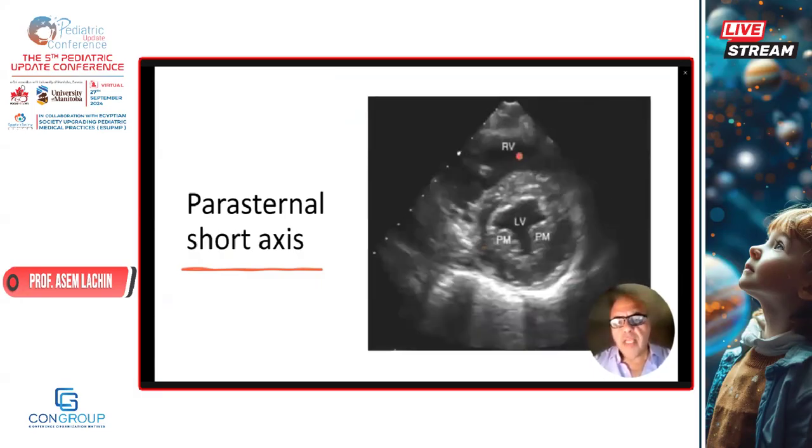Short axis view, again: right ventricle, left ventricle, interventricular septum. We can see from this view also the effusions, and we can see the contractility, and we can start to have a clearer idea about pulmonary hypertension, if there is any deviation of the septum, paradoxical movement of the septum, and diagnosis of ventricular septal defects and other tamponades.